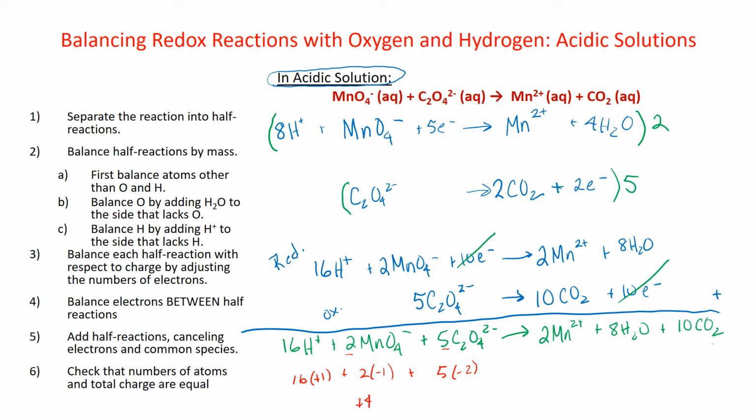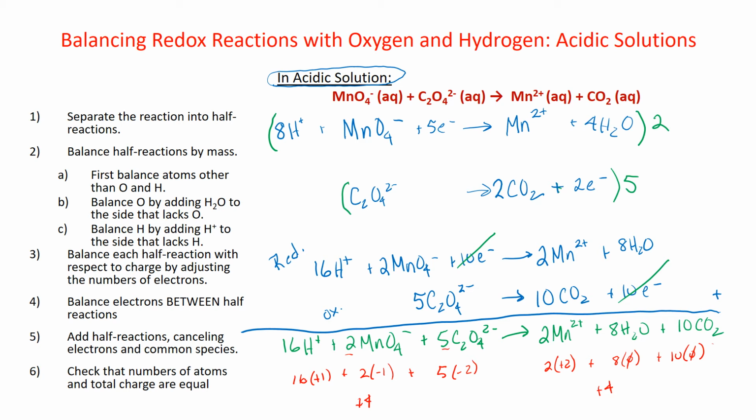Okay, let's check it over here. Well, this one's a little bit simpler because I've got a lot of neutral species. So I have 2 times the +2 for manganese, plus 8 times 0, since water is neutral, plus 10 times 0, since carbon dioxide is neutral. Well, that just all adds up together to give me +4. So this is charge balanced as well.